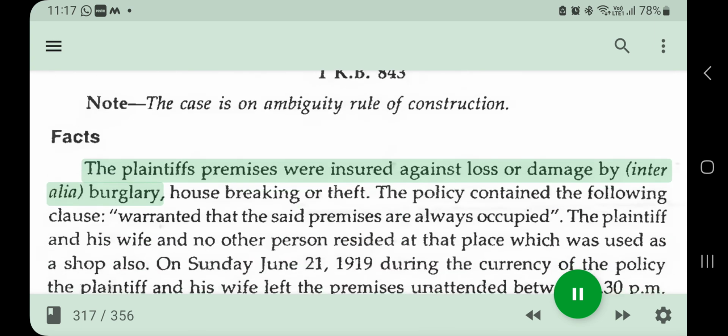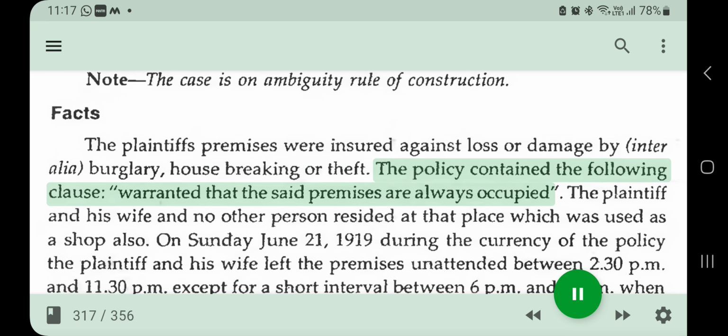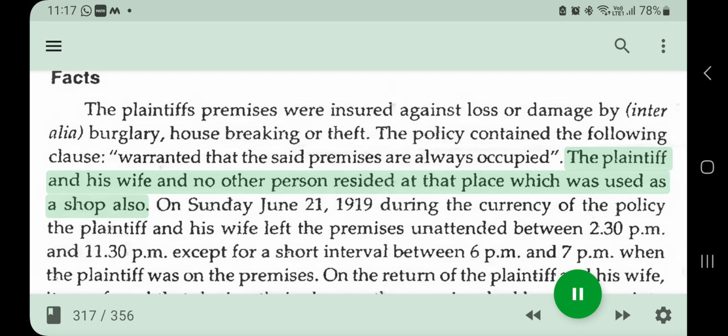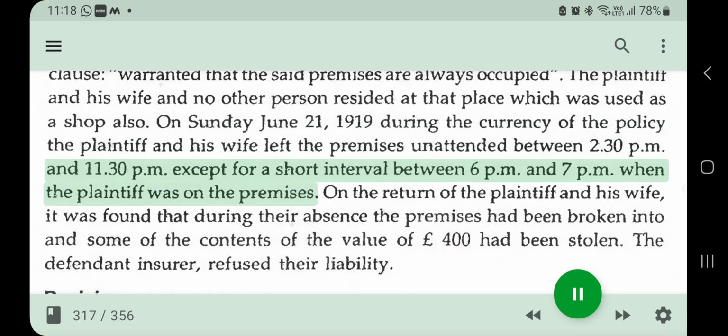Facts. The plaintiff's premises were insured against loss or damage by, inter alia, burglary, house breaking or theft. The policy contained the following clause, warranted that the said premises are always occupied. The plaintiff and his wife and no other person resided at that place, which was used as a shop also. On Sunday, June 21, 1919, during the currency of the policy, the plaintiff and his wife left the premises unattended between 2:30 p.m. and 11:30 p.m., except for a short interval between 6 p.m. and 7 p.m. when the plaintiff was on the premises.